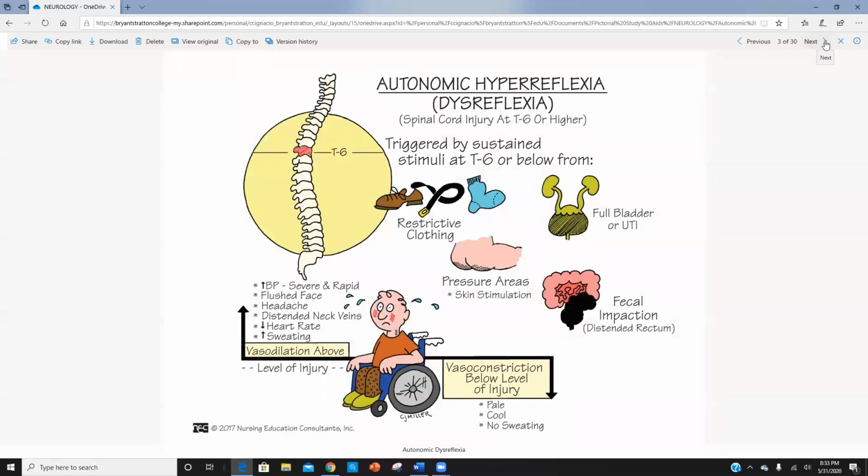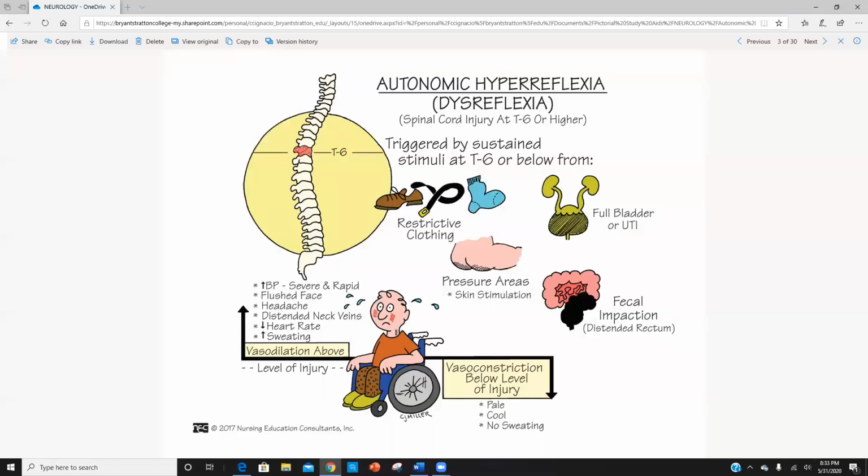Okay, so the next picture shows us autonomic hyperreflexia. Autonomic hyperreflexia occurs when there is some kind of injury to the spinal cord in the upper back. This picture shows us it's T6 or below, and that is your thoracic vertebra number 6.